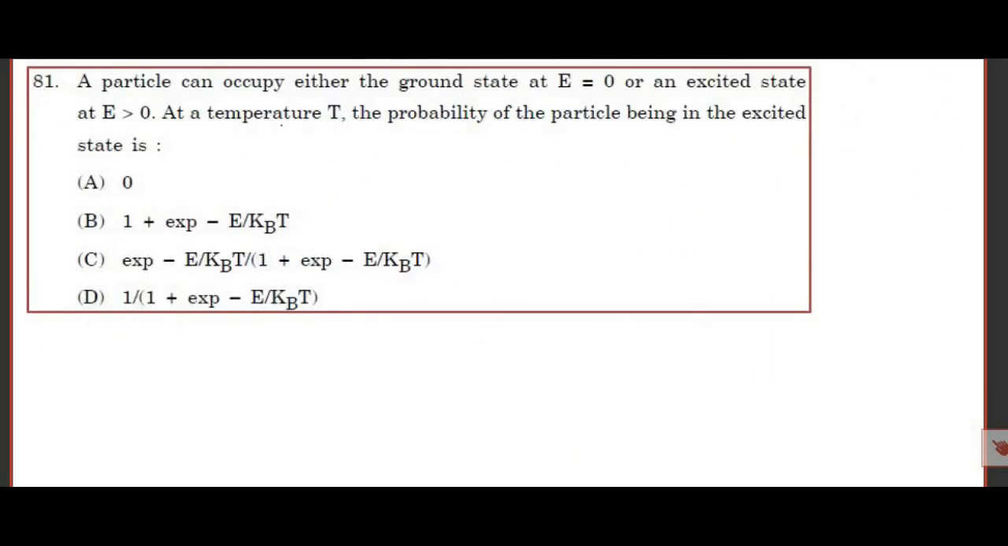Question number 81. A particle can occupy either the ground state E equal to 0 or an excited state E greater than 0 at a temperature T. Probability of the particle being in the excited state is. Let us take a particle in the ground state where E equal to 0, and this particle moves to the excited state E greater than 0. From the ground state it moves to the excited state. This is the ground state and it is the excited state.